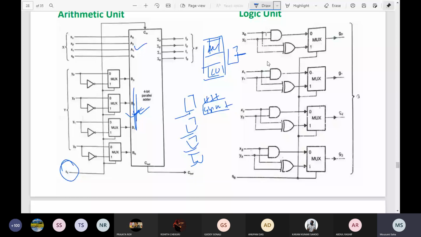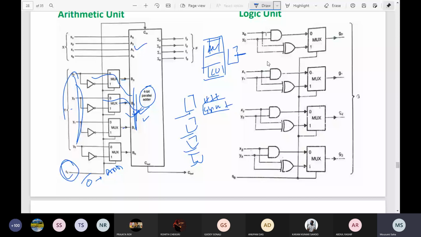If S0 is 0, at that moment it will be the add operation. That means whatever the value of B, that will be coming to here. Sorry, here it is considered the Y. So whatever the value of Y, that will be coming to this with the help of these lines to the input of the 4-bit parallel adder, and it will do the addition operation.